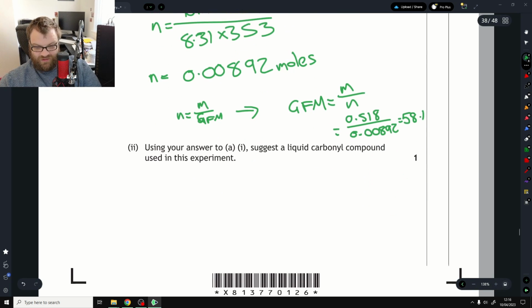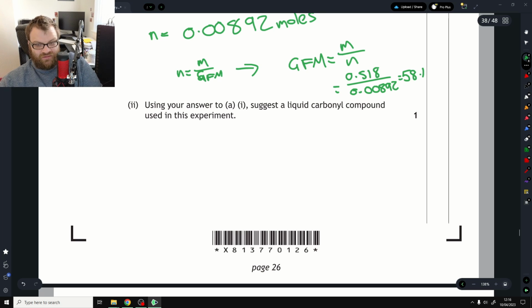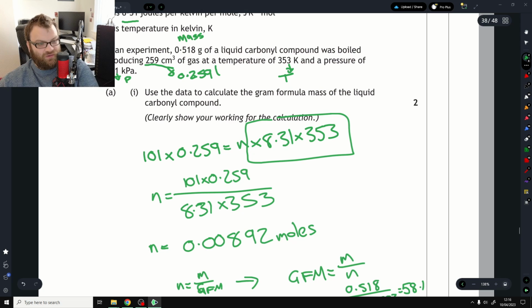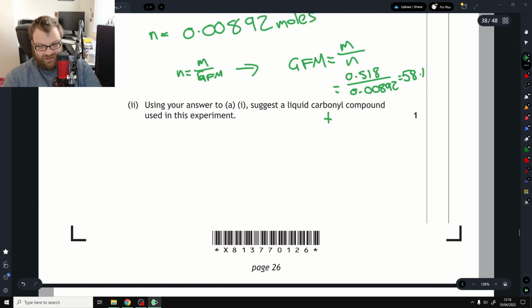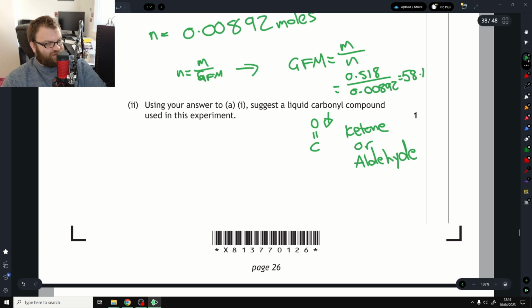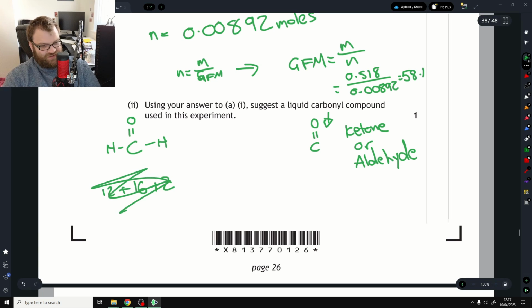Next one, we suggest a liquid carbonyl compound used in this experiment. Okay, so we need to find something that has a carbon double bond O, which could be a ketone or aldehyde. The GFM has to be 58.1. Now, I think the one's not going to help us too much. Let's have a little look at what we can have then. So if we had just one carbon and double bond O, and then here we would have 12 from the carbon, 16 from the oxygen, and 2 from the hydrogens. Not going to work, too small.